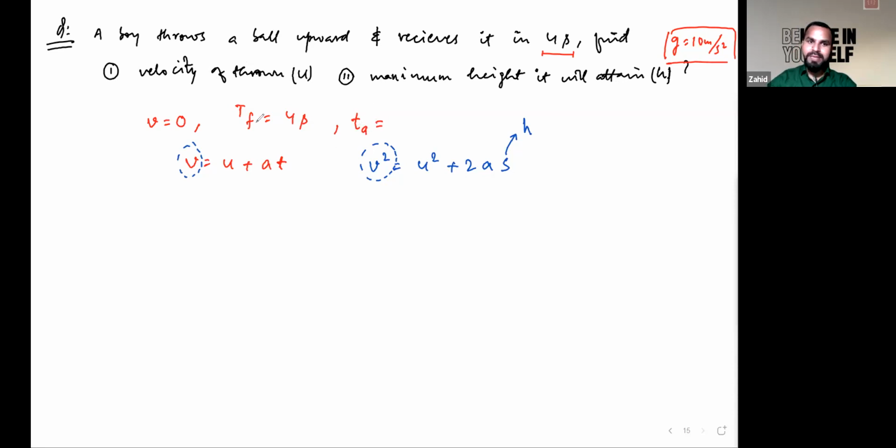There is one relation between time of ascent and time of flight, which is t divided by 2. So time of flight is 4, divided by 2 is just 2 seconds. So use this time, a is minus 10. So you will get initial velocity of projection. So v is 0, u we have to calculate. Acceleration is minus of gravity and time of ascent is 2. So 2 into 10 becomes 20. So u would be equals to 20 meter per second. Is it clear?